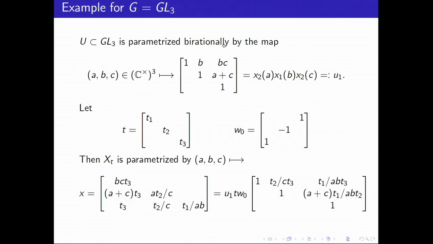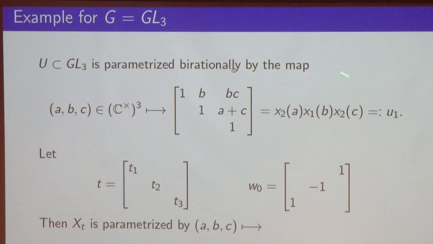Okay. So let me do an example of trying to calculate these functions in explicit coordinates. I'm going to use this kind of product that I already had earlier, which I discussed when I talked about the Lusztig-Whitney theorem. If I multiply this product x2 of a, x1 of b, x2 of c, then I'll get this matrix. And generically, a generic upper triangular matrix with ones on the diagonal can be written in this form. This gives a birational parametrization of the unipotent subgroup.